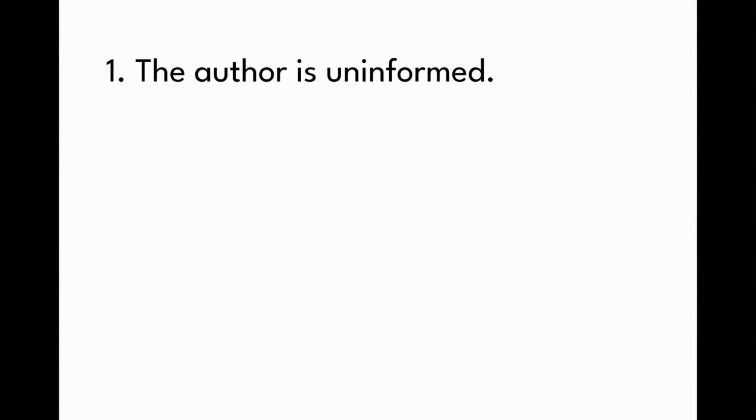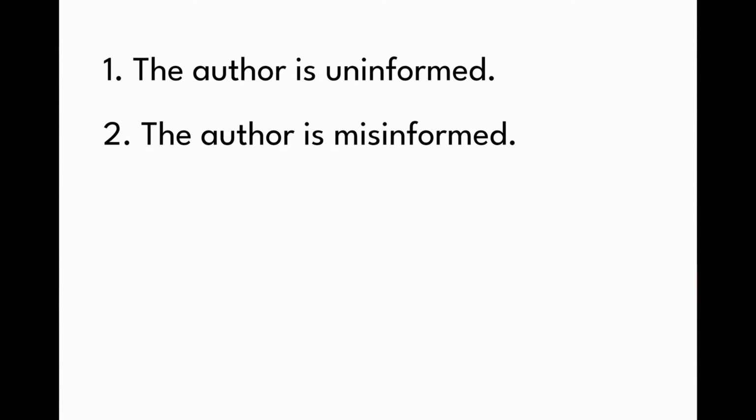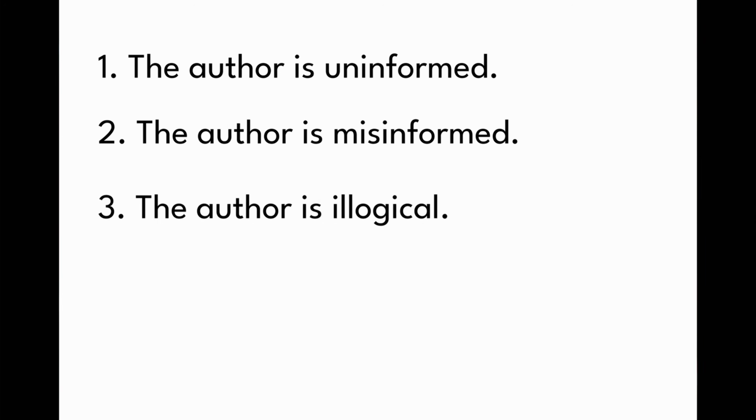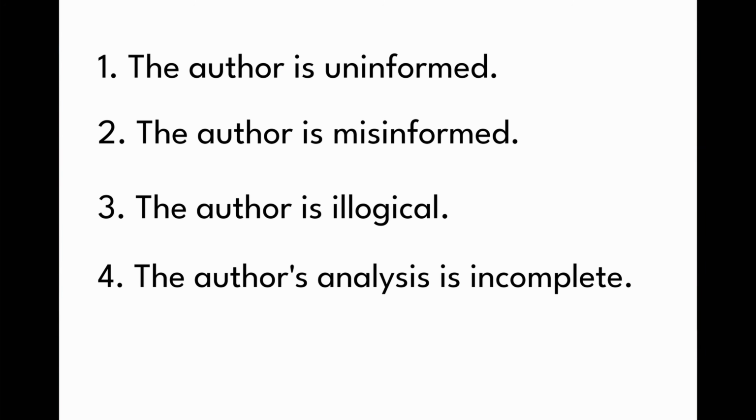So the 5th step is to analyze the discussion. And this works by ordering the questions that you used to define the issues, from general to particular, and then critically analyzing each author's answer. So you should use the 4 critical analysis questions discussed in the 3rd stage of analytical reading, which were: the author is uninformed, the author is misinformed, the author is illogical, and the author's analysis is incomplete.